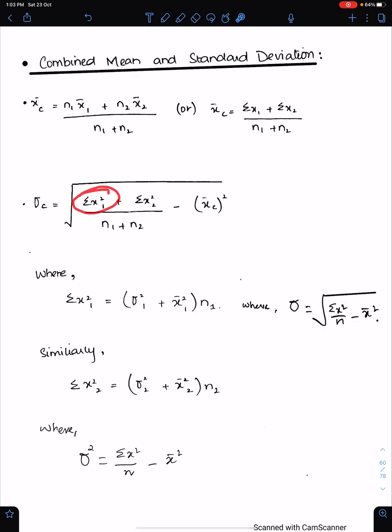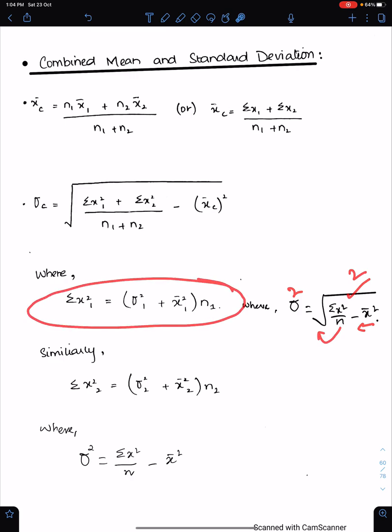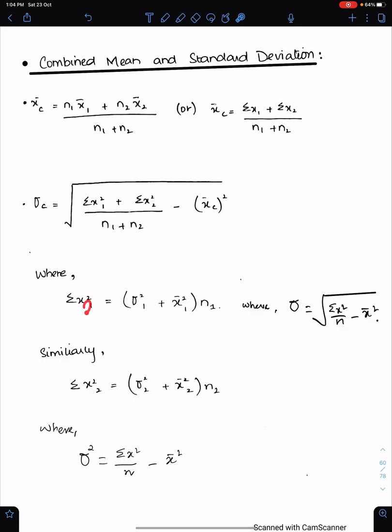And how to find sigma x1 square? We find sigma x1 square with the help of sigma 1. This is the formula of sigma. We can easily make sigma x square the subject from this formula like this. First we need to square on both sides to remove this root, and then we need to bring this on the left side, and then we need to multiply the answer with n. So this is a way to find sigma x1 square. For sigma x2 square, just replace all 1s by 2. And this is sigma square.